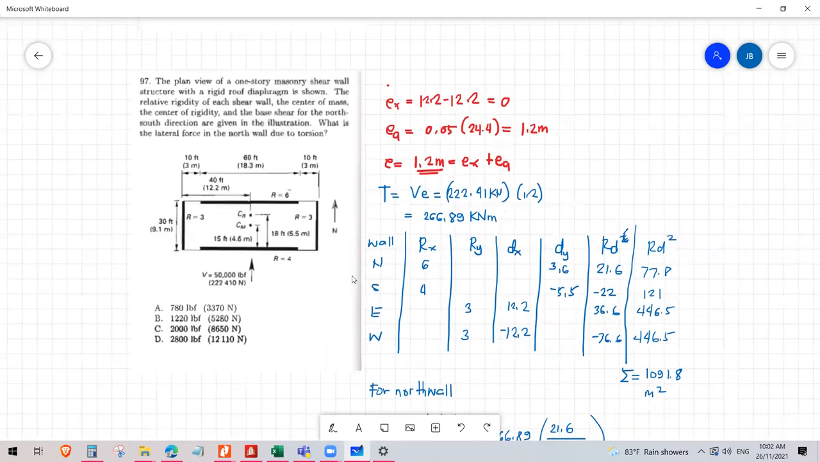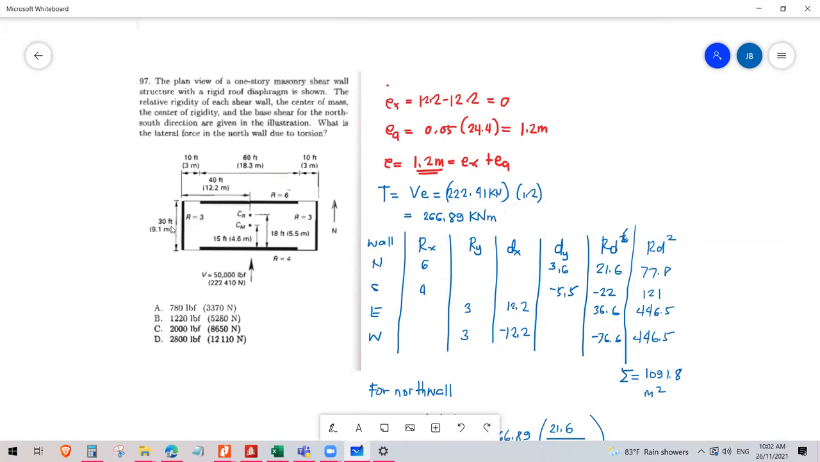Tingnan nyo muna. No? So, may kita nyo, may kanya-kanyang rigidity yung bawat walls. So, north wall 6, east wall 3, south wall 4, west wall 3. So, most likely, nagkaroon sila ng mga discrepancies sa rigidity because of the inertia. Ano nagdi-dictate na inertia? It turns out same sila ng length, or I mean ito for example north and south wall same sila ng length pero iba sila ng rigidity. So ano possible difference ng dalawa? It could be the width, no? Possible yung width or yung thickness ng wall. Okay.